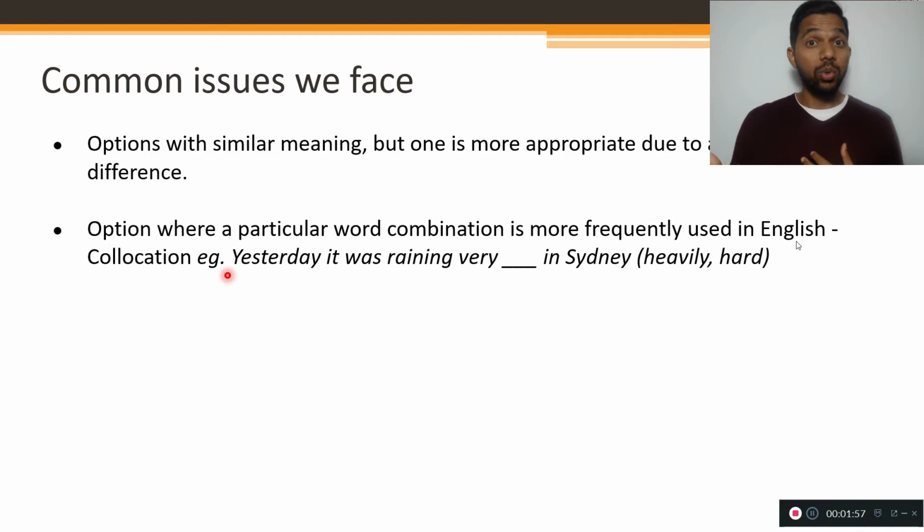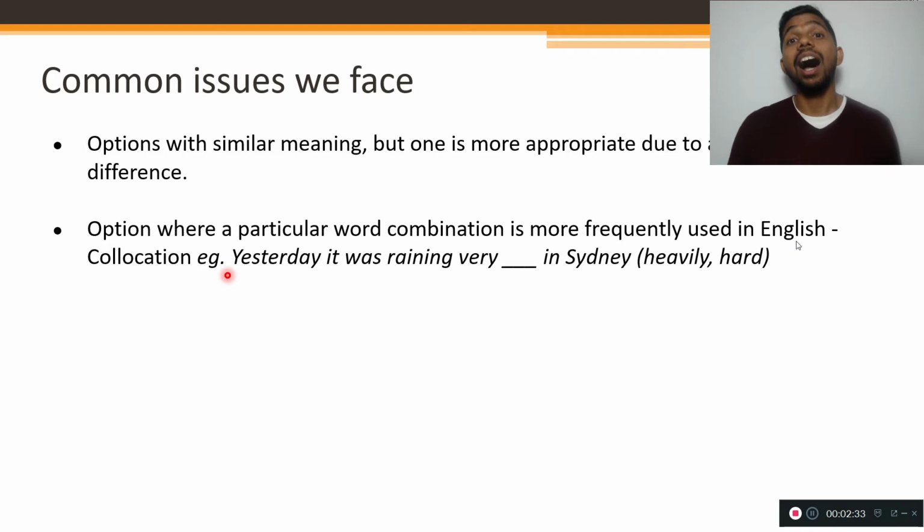Now, why is heavily the correct answer, and why is hard not the correct answer? I just want you to think about that for a minute. Why is raining heavily correct, and why is raining hard not correct? The reason you probably selected raining heavily is just because it is a word combination that is more frequently used. You would have read it when you're reading newspapers. You would have heard reporters talk about it on the news when it's been raining heavily, or you might have just encountered this in day-to-day conversations with people. That's a word combination that you've heard a lot, raining very heavily.